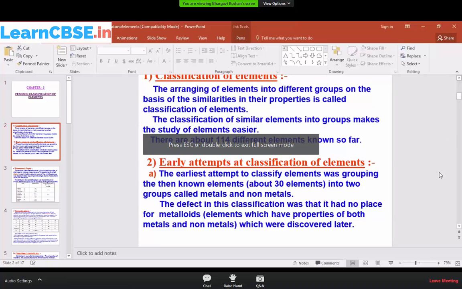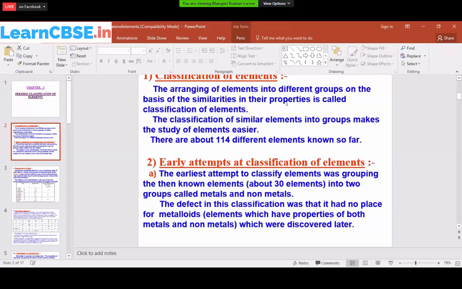So the classification of the elements is the arranging of the elements into different groups on the basis of similarities in their properties. There are so many elements present in nature, and each element has different characteristics. Based on their similar properties, we have arranged them in the periodic table, classifying similar elements into groups.